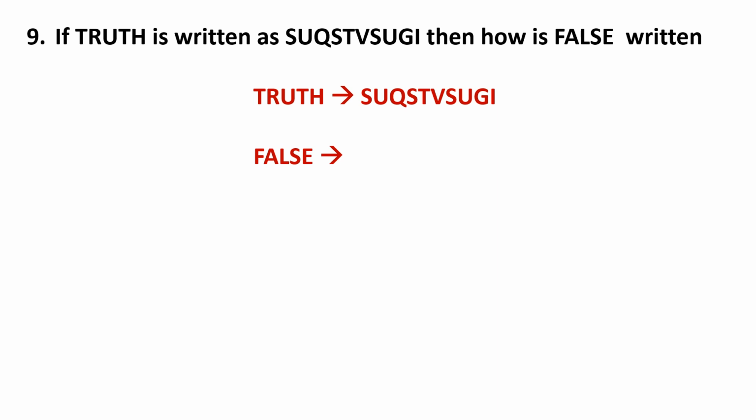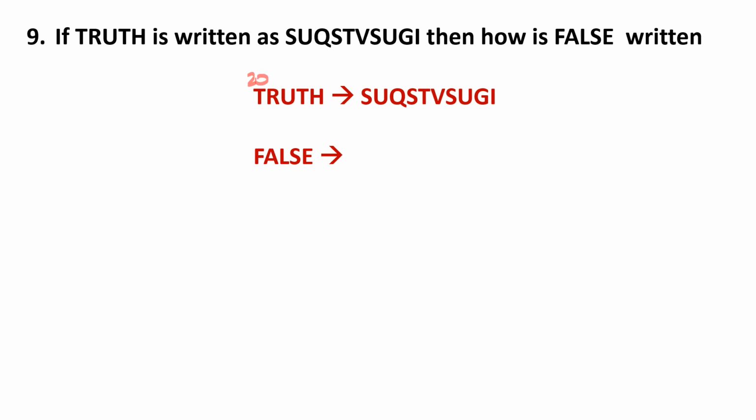Next, if truth is written as SUQSTVSUGI, how is false written in the language? Now here the number of letters are 1, 2, 3, 4, 5. 5 letters are here on the left hand side. On the right hand side, 1, 2, 3, 4, 5, 6, 7, 8, 9, 10. Total 10 letters are here on the right hand side. Here 5 letters, here 10 letters. What is the meaning? It means every letter is coded 2 times here. So consider the first letter, that is 20.